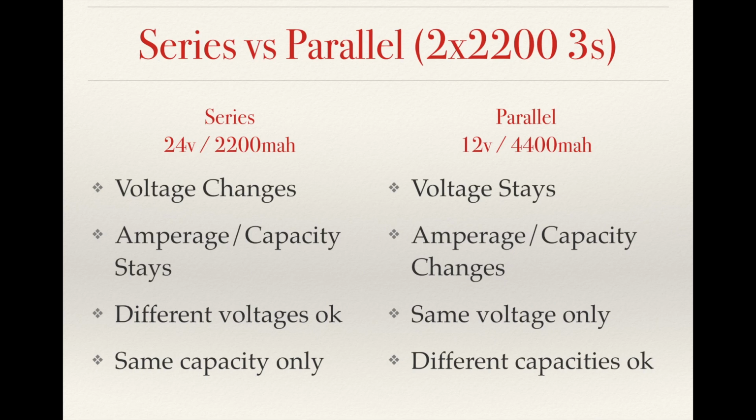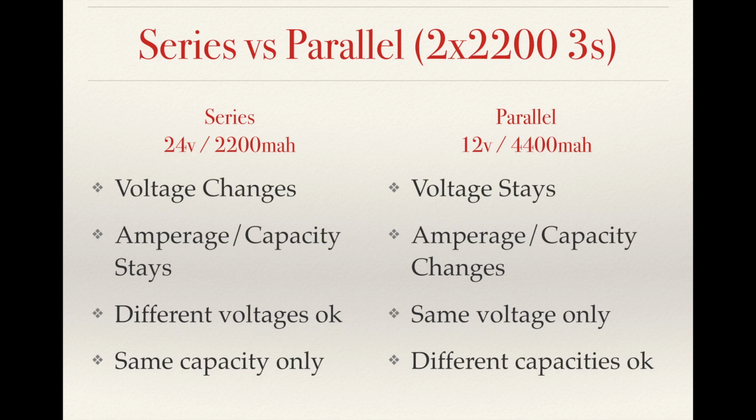Different voltages are okay, and you want to use the same capacity only, because if you have, say, a 2200 and a 3300, what'll wind up happening is your 2200 will discharge first, and you can over discharge the pack. So it's not a good idea to mix capacities when you wire in series, but you can mix voltage. Voltage in series is additive. So if you have a 12 volt pack and a 6 volt pack, you'll have 18 volts if you wire them in series.